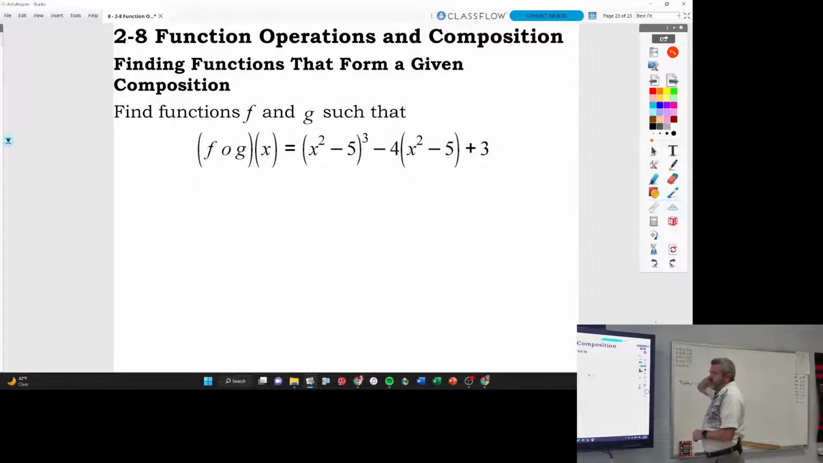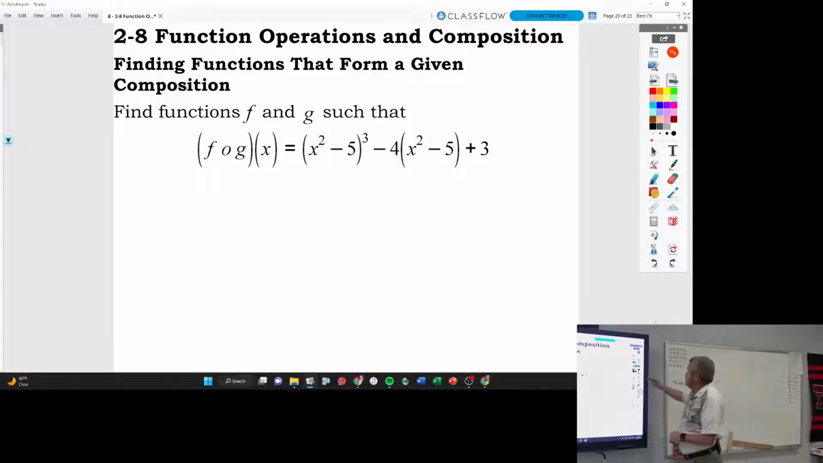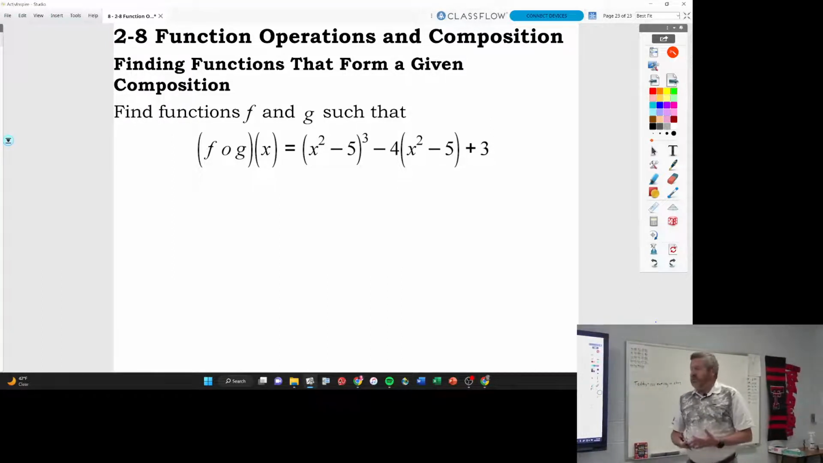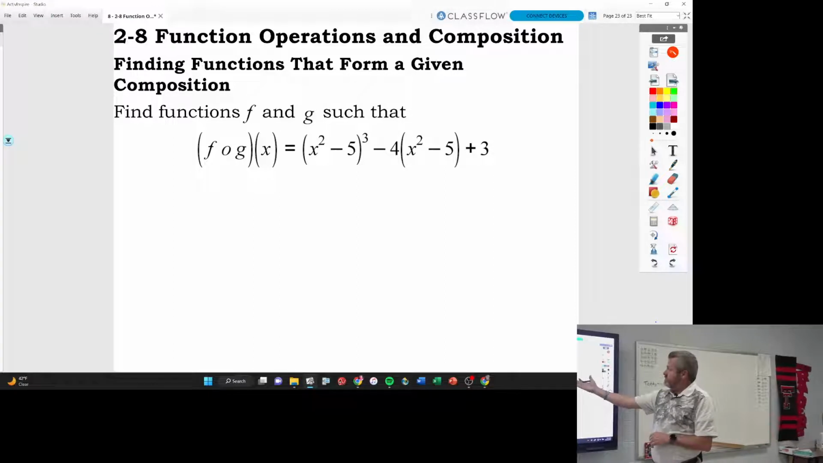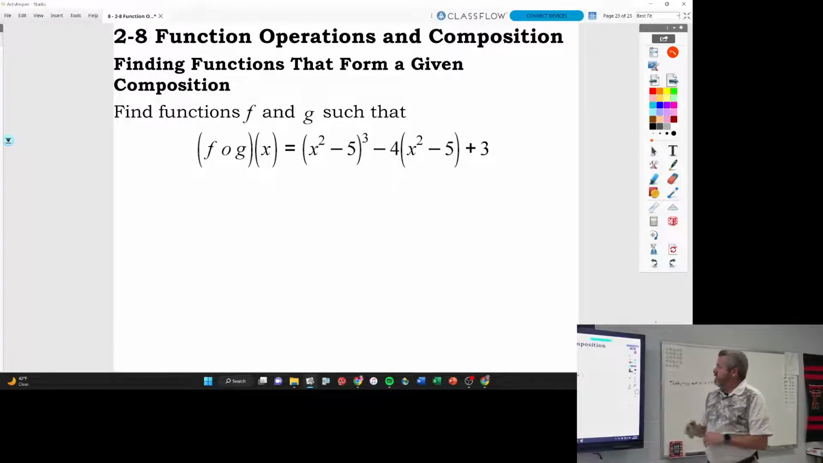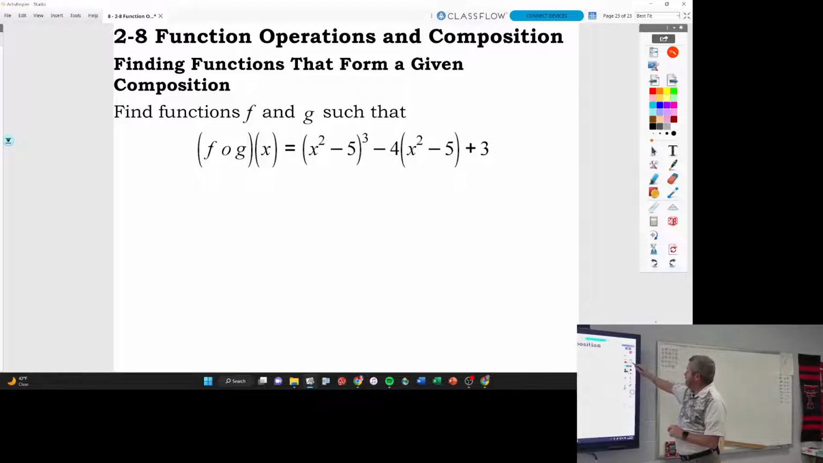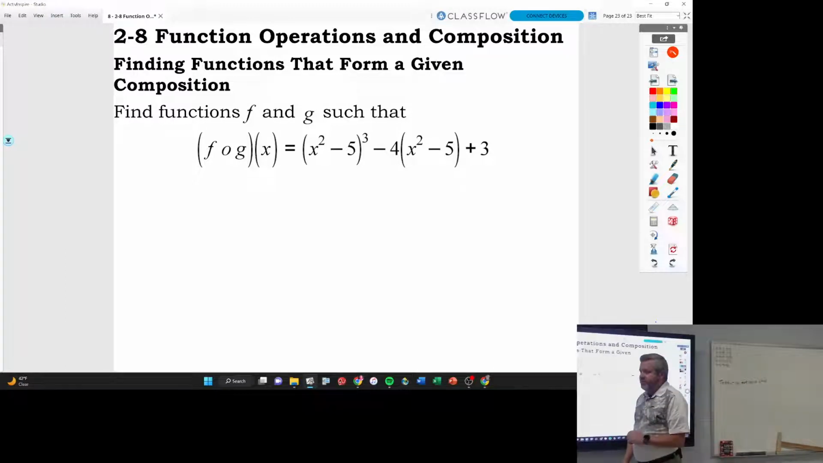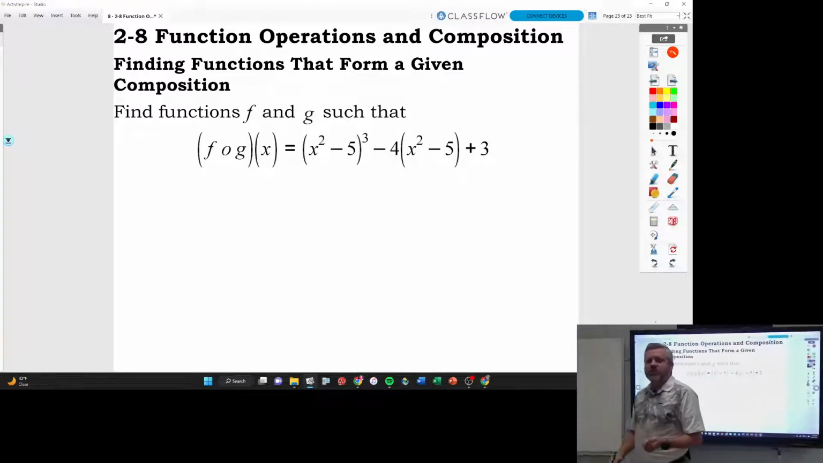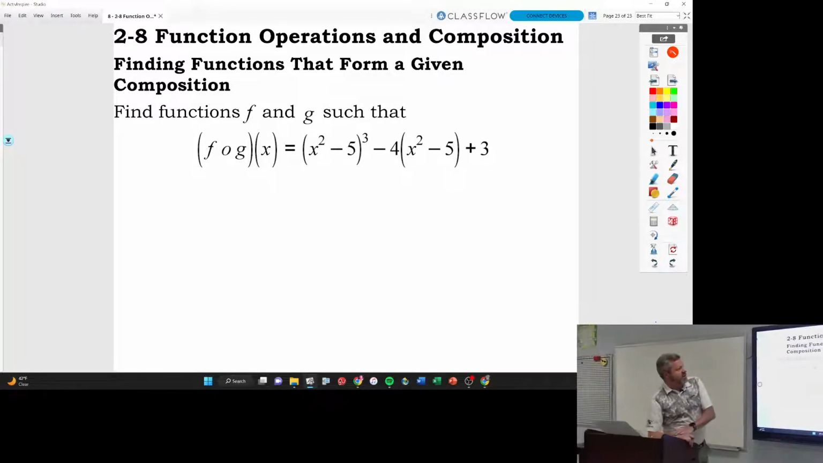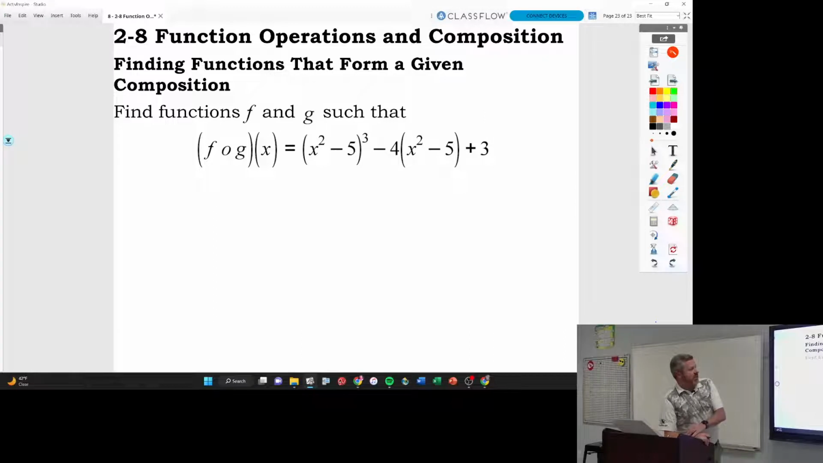Finding functions that form a given composition. Okay, so what we're going to do here is I'm telling you that f of g of x is equal to (x squared minus 5) cubed minus 4 times (x squared minus 5) plus 3. There is not a unique answer to this question. Find two functions f and g such that f of g of x is equal to that. Several ways to do it.